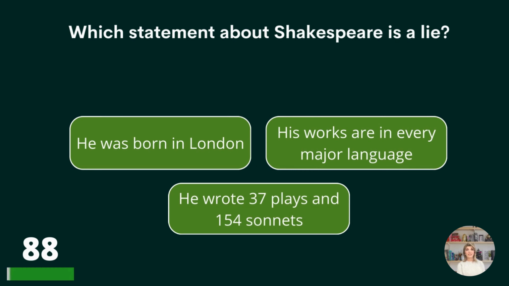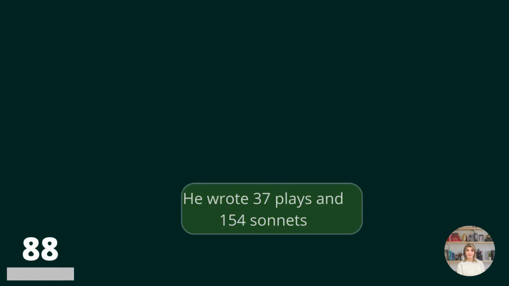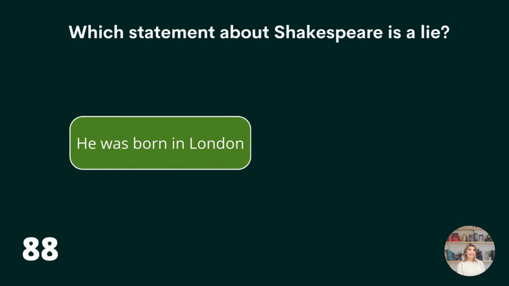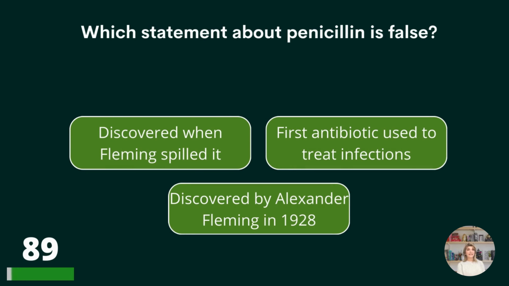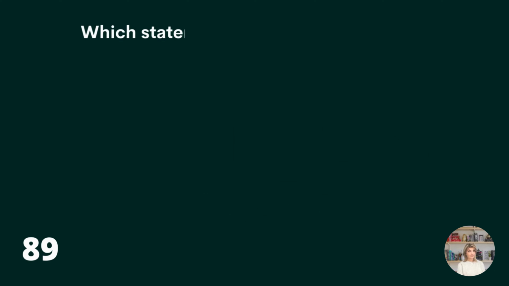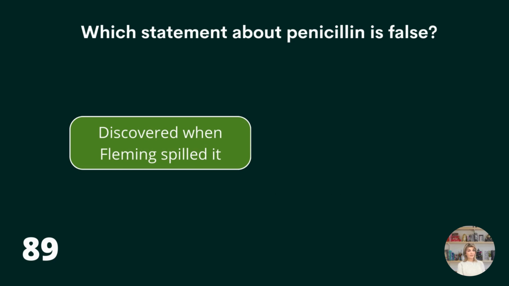Which statement about Shakespeare is a lie? He was born in London, his works are in every major language, or he wrote 37 plays and 154 sonnets. He was born in London. Which statement about penicillin is false? Discovered when Fleming spilled it, first antibiotic used to treat infections, or discovered by Alexander Fleming in 1928. Discovered when Fleming spilled it.